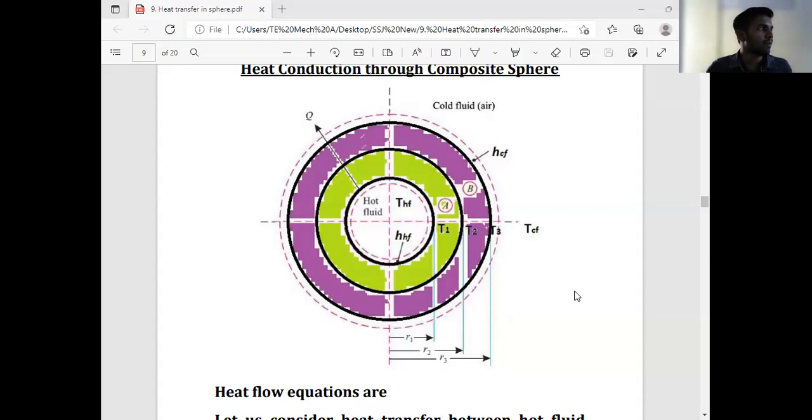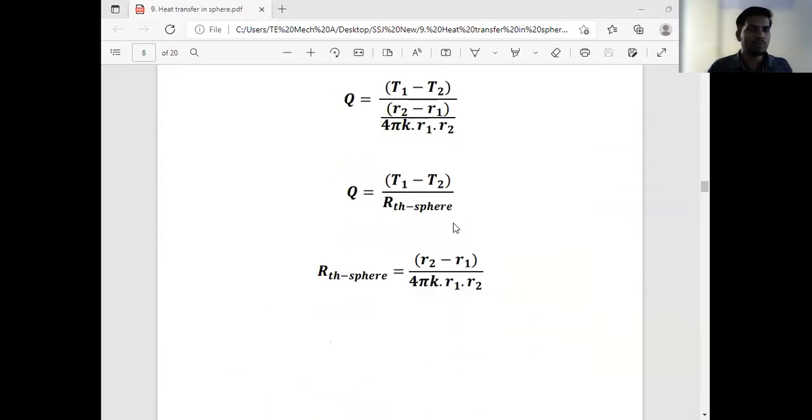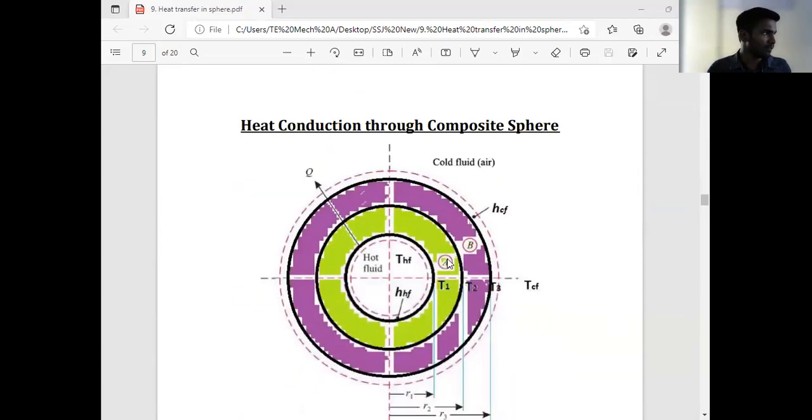Layer A is nothing but a sphere, and as we know, what is the standard equation for the sphere? Already we have discussed it. Q is equal to 4 pi K R1 R2 into bracket T1 minus T2 divided by R2 minus R1. So this is the standard equation for the sphere, and we have to apply that equation for layer A, according to the parameters we have taken for layer A. Q is equal to 4 pi K R1 R2 into bracket T1 minus T2 divided by R2 minus R1.